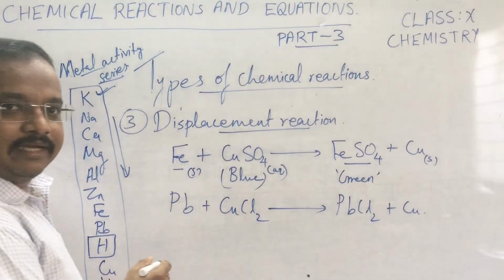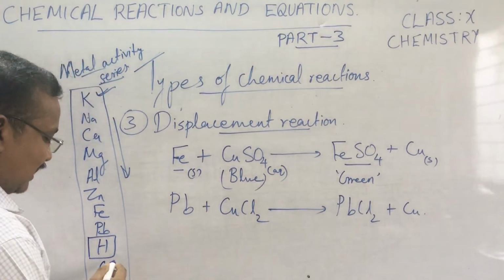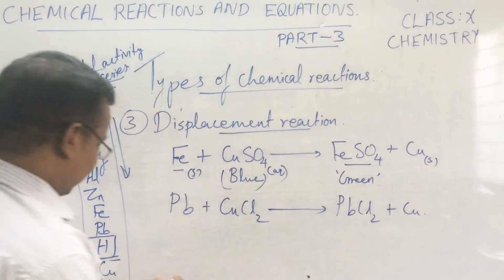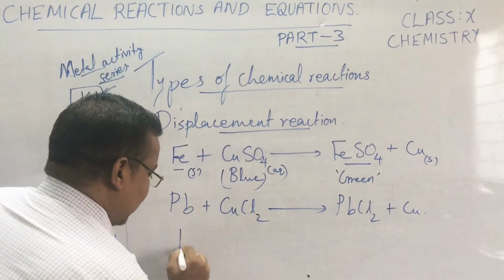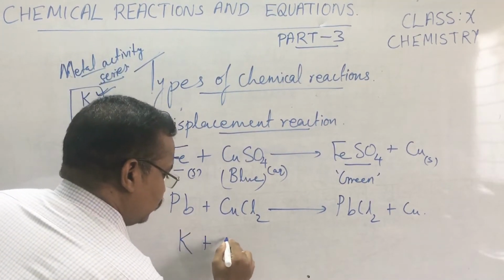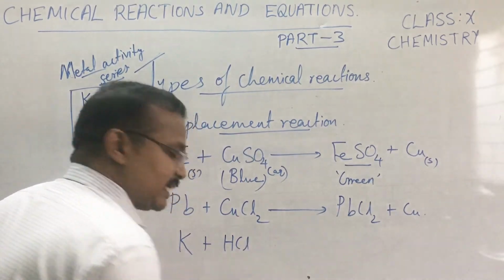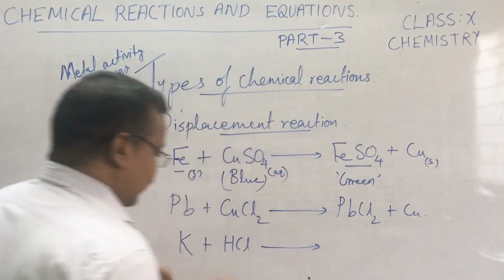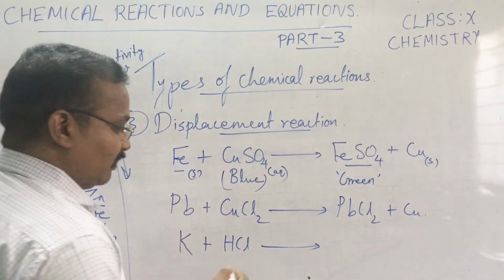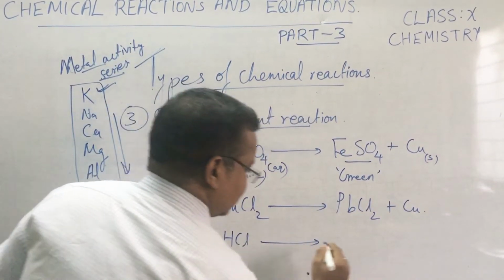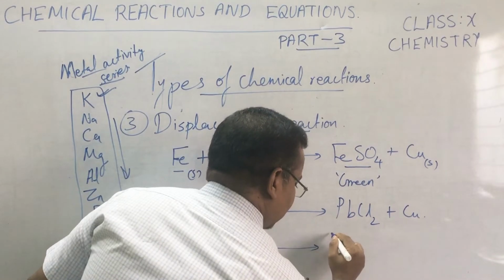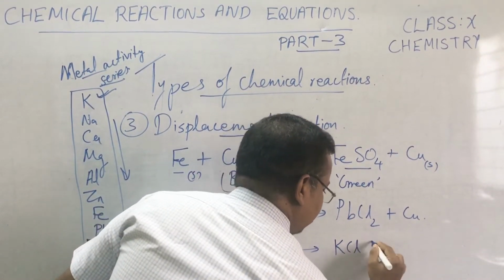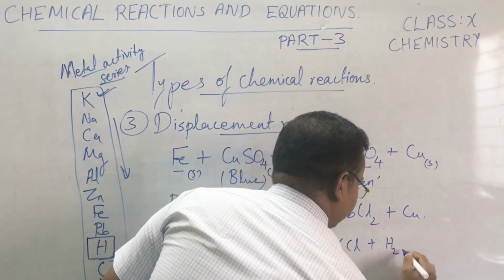Now let us take an example where hydrogen behaves like a metal. That is on adding potassium to hydrochloric acid. This reaction is very vigorous, highly reactive in nature. So potassium can displace hydrogen from the solution. That is, it will produce KCl, plus H2 gas will evolve.